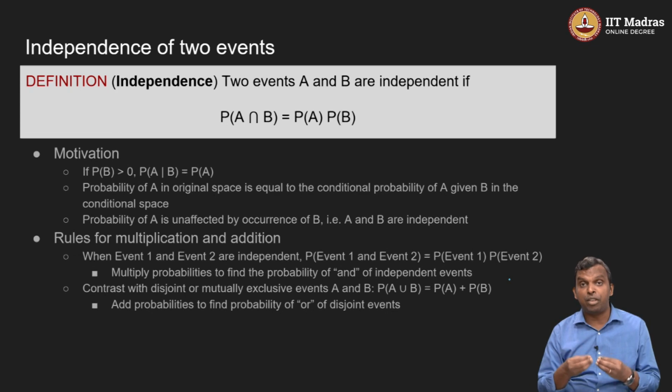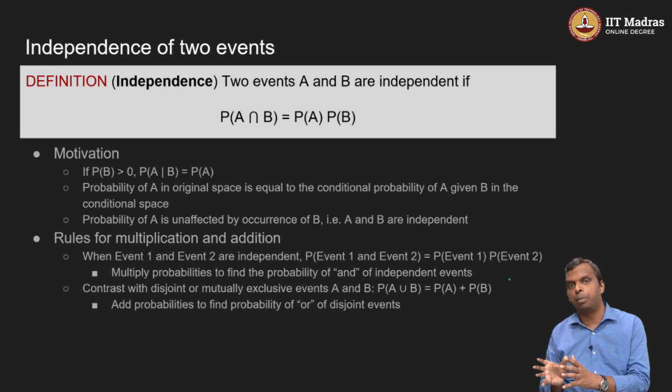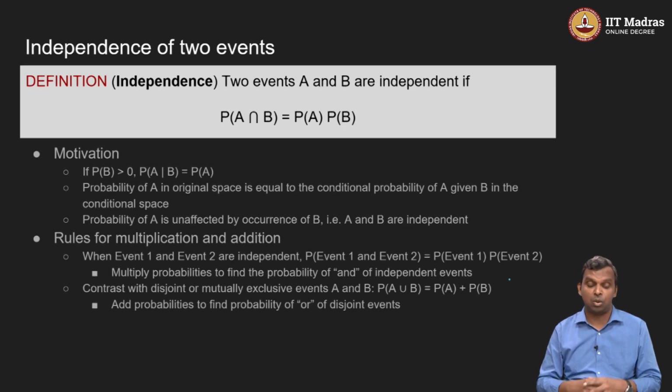So the event A is independent, conditionally, of event B in this sense. If you are in the original space and you find the probability of A, and then you go into the conditional space, conditioned on B, and find the probability of A given B, you will get the same answer. So it's as if the occurrence of B did not influence A in any way. That's the idea, so we think of this as an independence condition: the probability of A is unaffected by B.